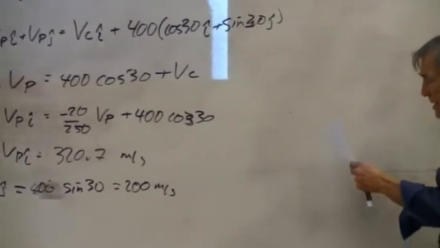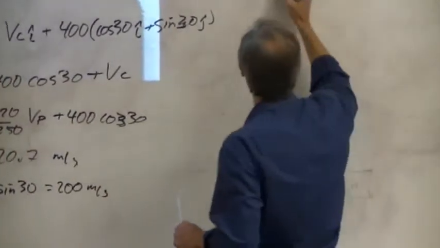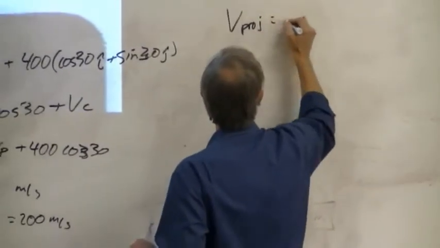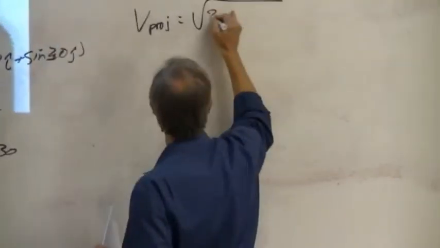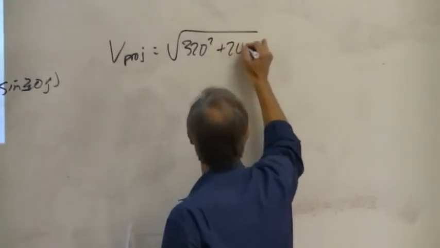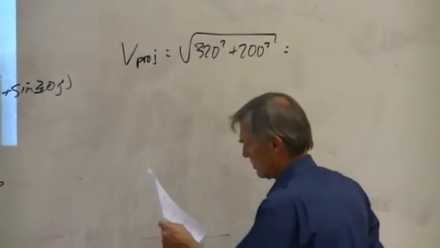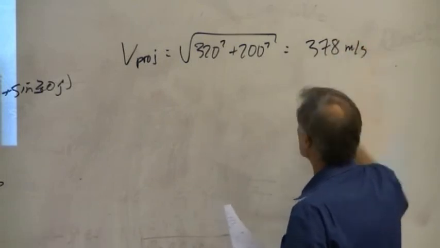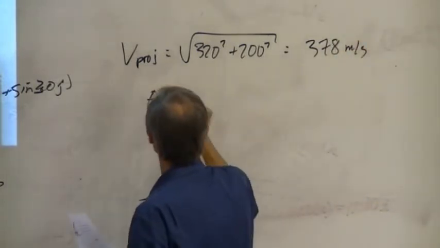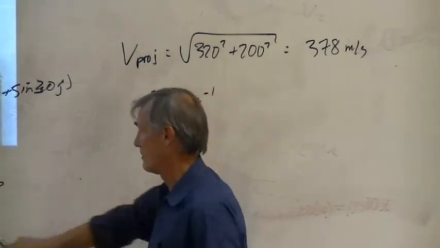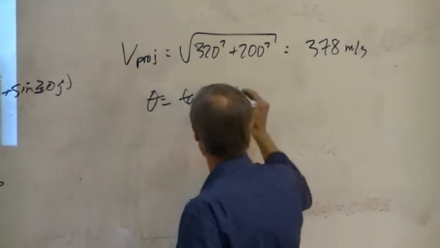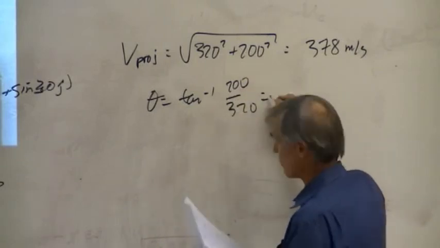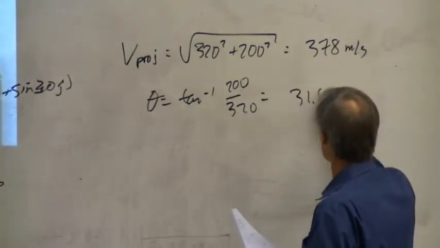All right. So let's say that the speed of the projectile, v of the projectile, is equal to the square root of 320 squared plus 200 squared. And that's equal to 378 meters per second. And theta is equal to the tan inverse of the side opposite over the side adjacent. So that's 200 over 320. And so theta is equal to 31.8 degrees.